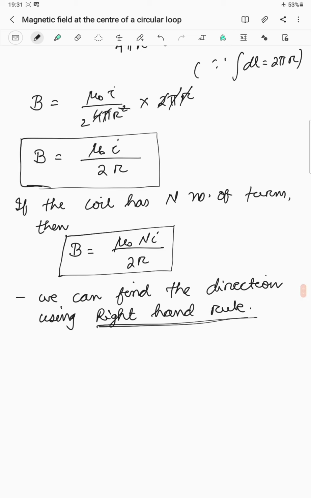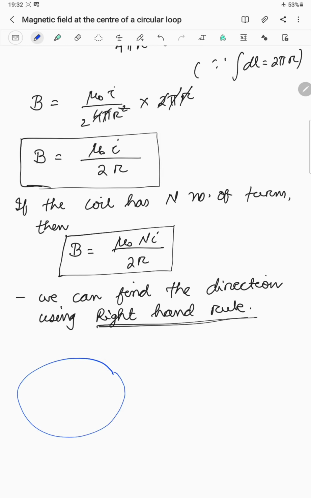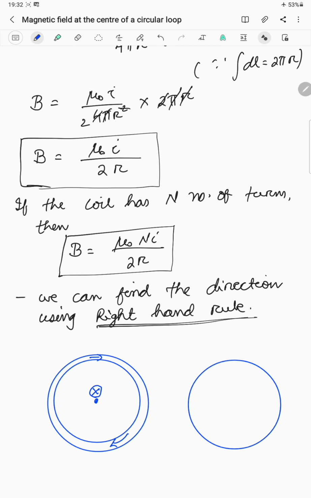So what does this right hand rule tell us? Suppose I have a current carrying loop in this manner, this is the loop. You will find that the current is flowing in this direction, that means clockwise. Then what should be the magnetic field at the center? Curl all your four fingers in the direction of the current and the thumb is into the plane of the paper, so it will be a cross at the center. Now if I do the same thing, but here the current is moving in the anti-clockwise direction.